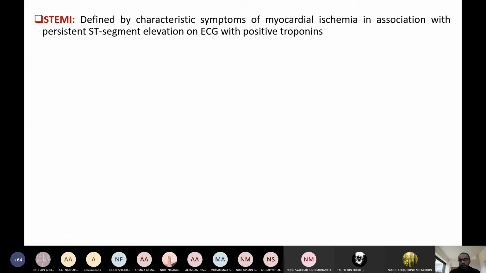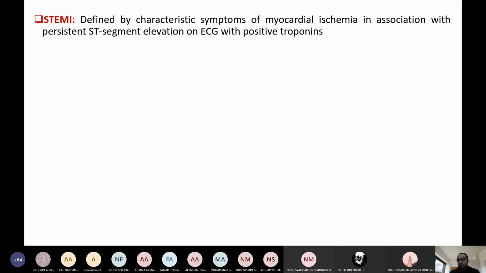So when we talk about ACS, we have 3 main types, but in the management we have two maybe management pathways, because 2 of them, the non-STEMI and unstable angina, will be managed by the same way. So in the first place, we have STEMI, ST segment elevation myocardial infarction.